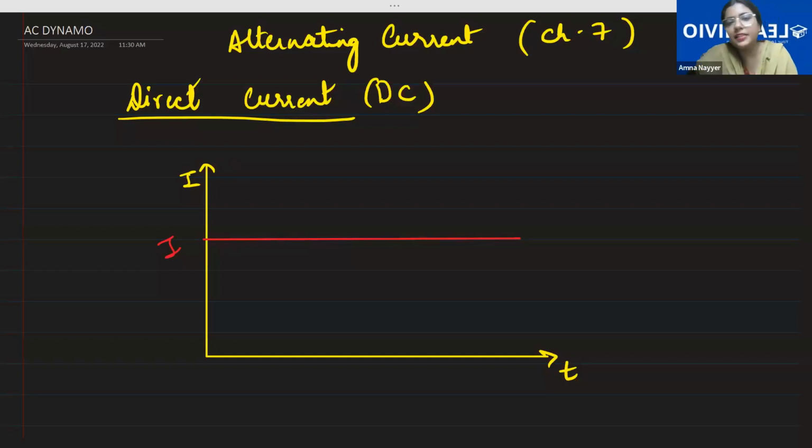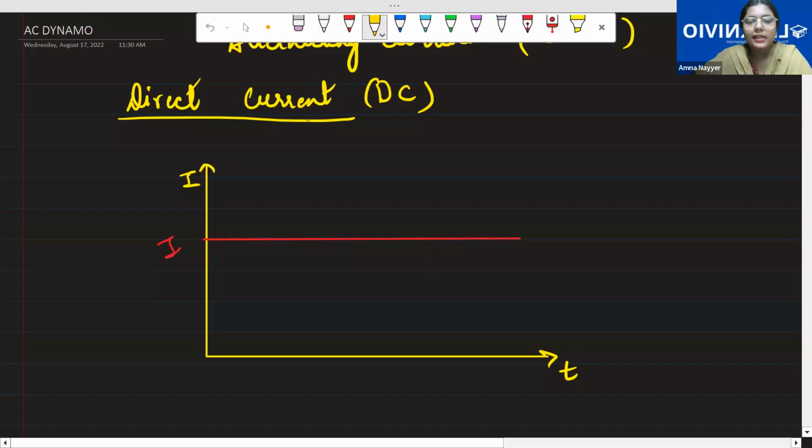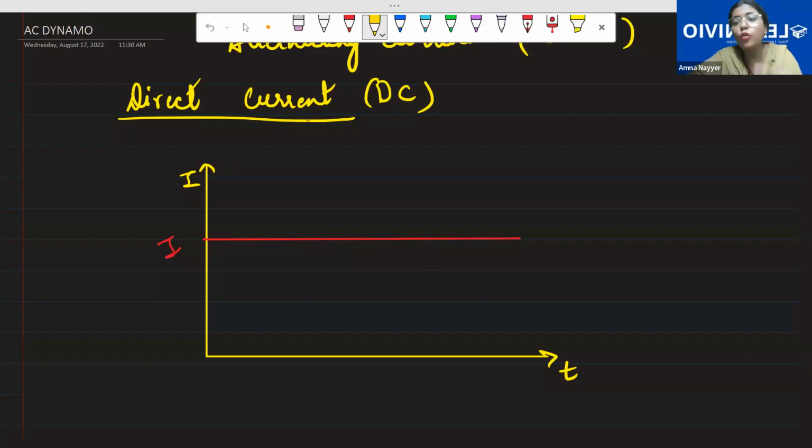Yes, class. So the next chapter is alternating current. That is the chapter 7 of your NCERT. So, what is the difference between the current that we were studying and what is new about this current that we study, this alternating current? This is written as AC.